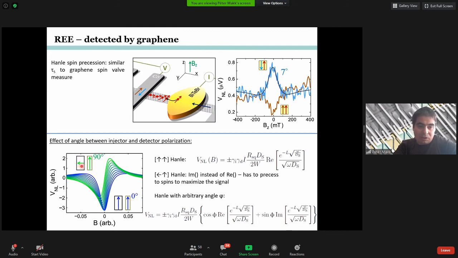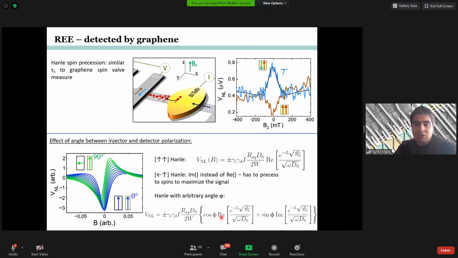Here is now the opposite case, when the injector and the detector have a 90 degrees rotation with respect to each other. So in order to have a large spin signal, you have to rotate the spins from the injector to the detector. You have to apply a finite magnetic field. So you expect the maximum of the curve to be at finite magnetic field. And this corresponds to this green asymmetric curve. Now you can imagine that by using the Hanle theory, you can generate different curves with arbitrary angle in between them.